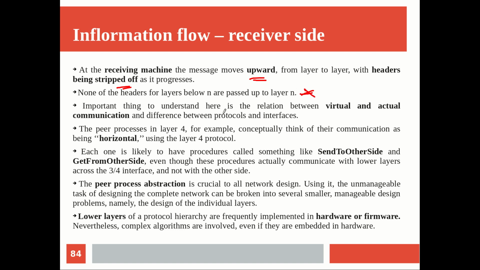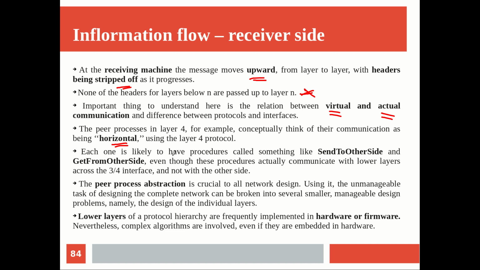An important thing to understand here is the relation between the virtual and the actual communication. Actual communication is through the physical media only. Virtual communication is what is shown. The peer process in layer 4, for example, conceptually thinks that the communication is happening in a horizontal way, but actually it is happening vertically only, and it gets such a conceptual or virtual view because the header and trailer actually help it to achieve it.